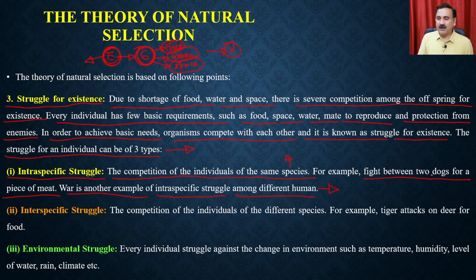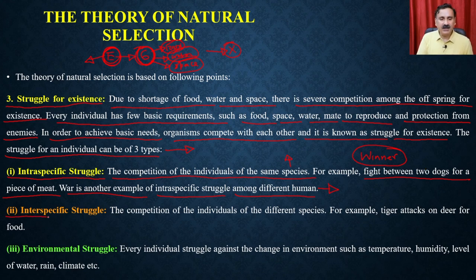You might have seen the fight between 2 dogs, right, for a piece of meat. Around a butcher's shop, there are a lot of dogs sitting and waiting for their piece to get. But as soon as he throws the piece of meat, there are multiple dogs which fight for that particular piece of meat. So who will get it? That is going to be the winner. The winner is going to get the ability to survive, whereas the losers are not going to get food for a very, very long time, and that's how they are going to die.